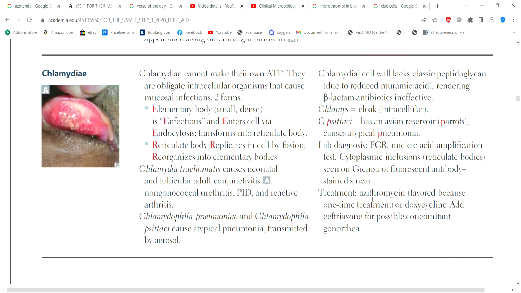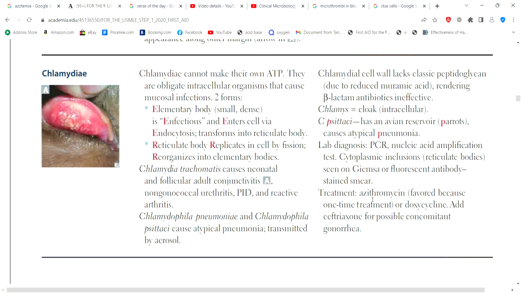Chlamydia is intracellular. Chlamydia psittaci is carried in parrots. It causes pneumonia. Lab diagnosis is PCR, a nucleic acid amplification test. Cytoplasmic inclusions are reticular bodies. Okay, remember this. Cytoplasmic inclusions are reticular bodies. It's seen on Giemsa stain or fluorescent antibody stained smear.